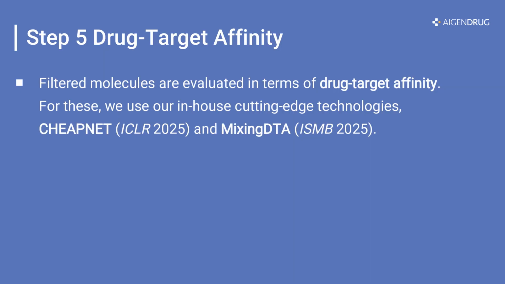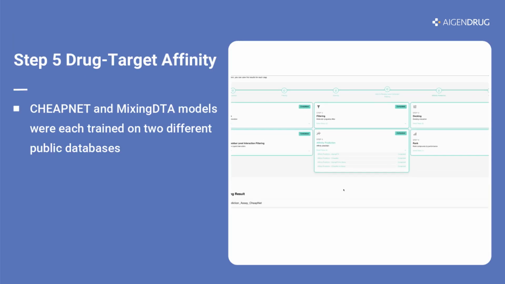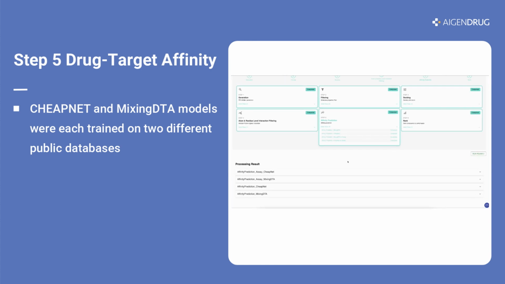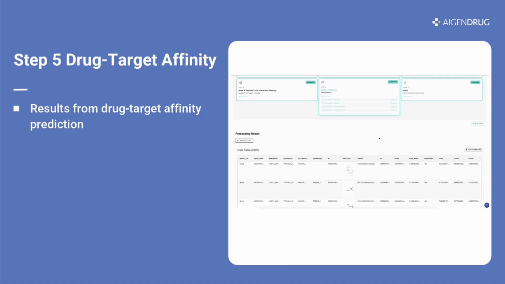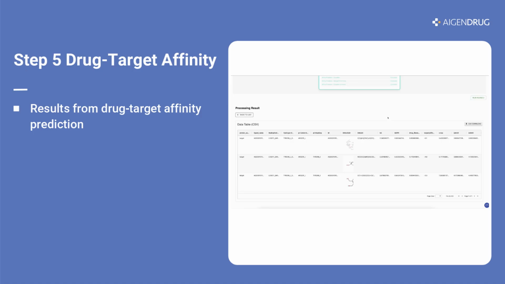Filtered molecules are evaluated in terms of drug target affinity. For these, we use our in-house cutting-edge technologies, CheapNet, ICLR 2025, and Mixing DTA, ISMB 2025. Here we show screenshots for drug target affinity prediction results, generated using CheapNet and Mixing DTA. At this stage, you can review the intermediate outputs, including the predicted affinity values for each candidate molecule.